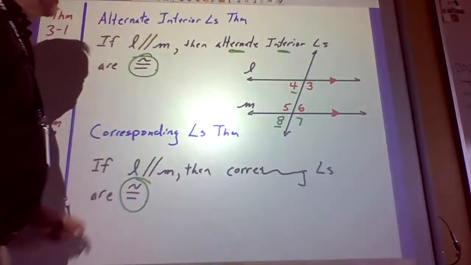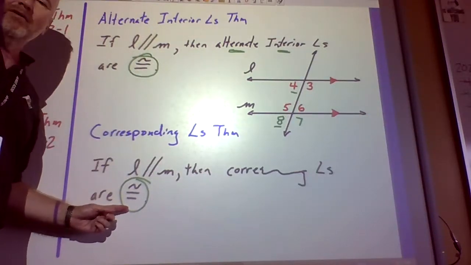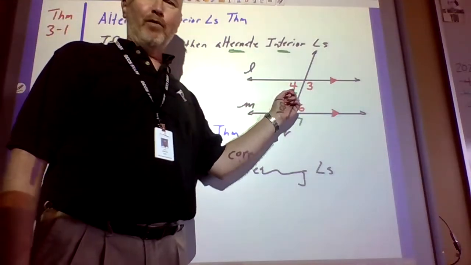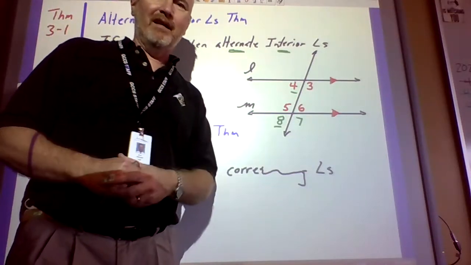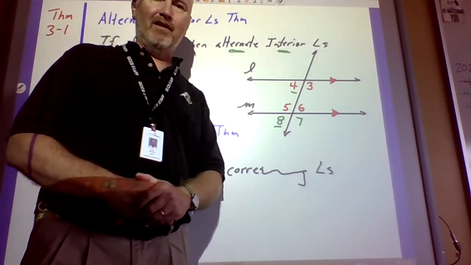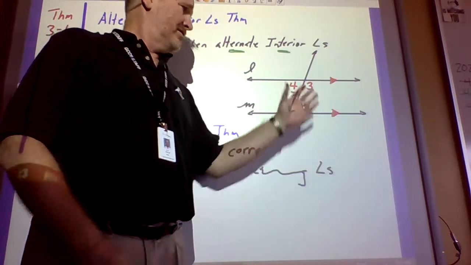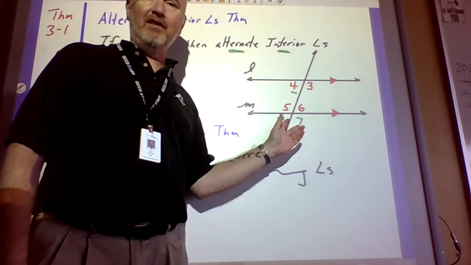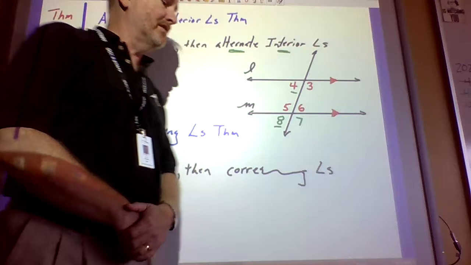All right? And so corresponding also has an equal relationship. So again, I think I said 4 was 75 degrees, I think that's what I said. That means angle 8 would also be 75 degrees. So Mr. Metcalfe, you're saying if angle 4 is 75 degrees, 2 of the guys down here have to be 75 as well? Absolutely. Absolutely.